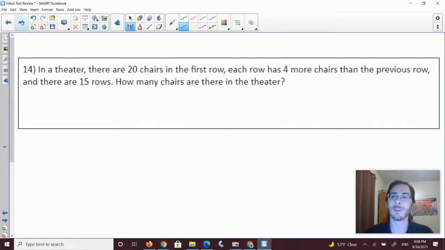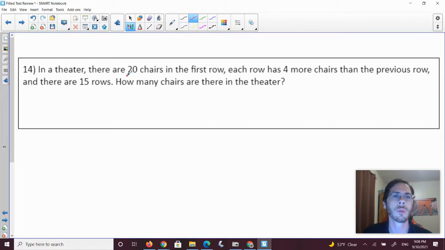For 14, very similar to number 13. So we did a couple questions like this. We did one as practice. We also saw one from one of the homework questions. But in a theater, there are 20 chairs in the first row, and each row has 4 more chairs than the previous row. There are 15 rows. How many chairs are there in the theater?